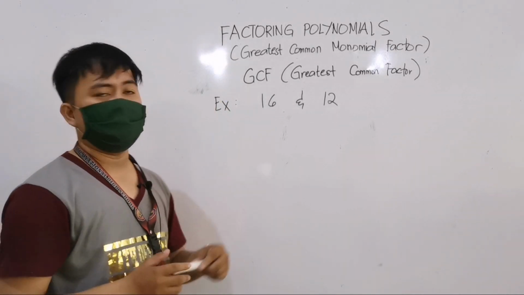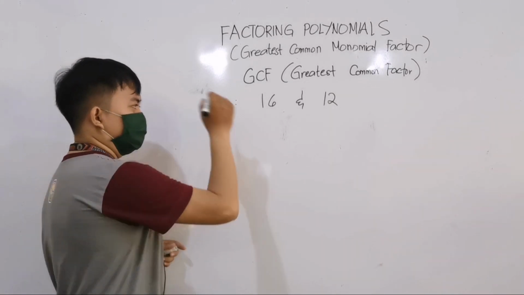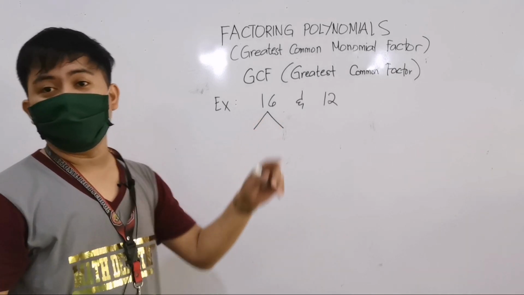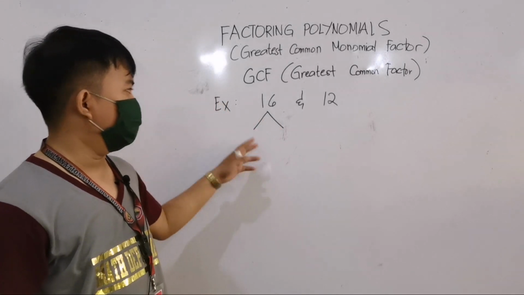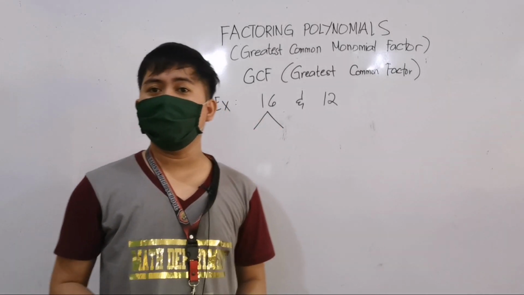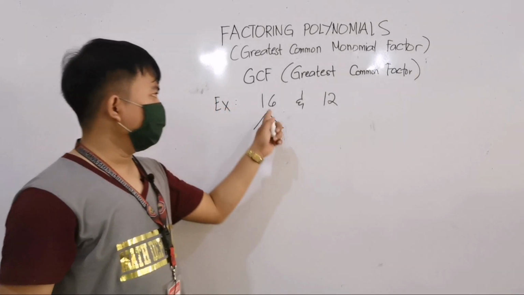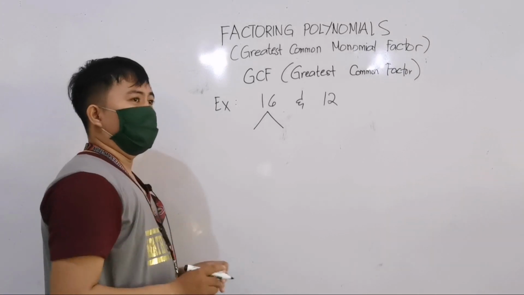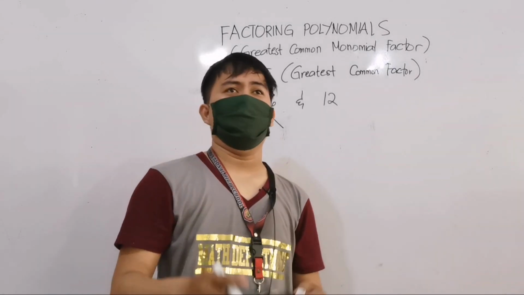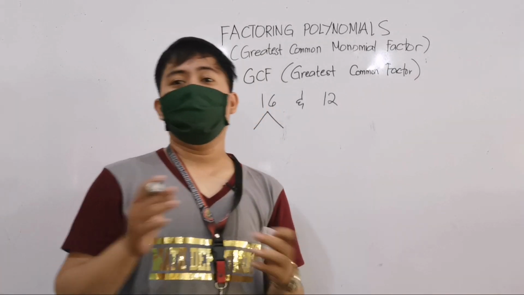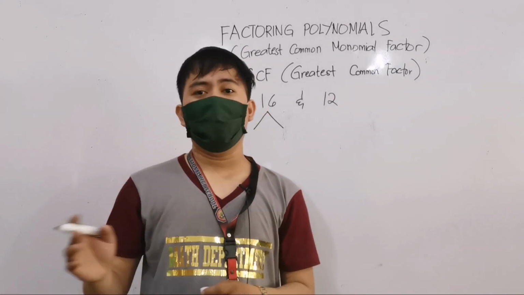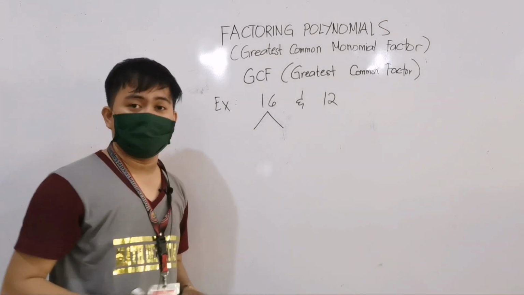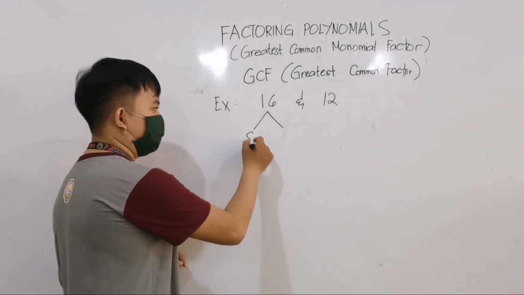Simulan po natin sa 16. Ito yung tinatawag natin na tree factorization because there are branches. And what we are going to put on these branches are the factors of the number. What are the factors of 16? So actually, there are a lot of factors. It can be 8 and 2, 4 and 4, 16 and 1. Kahit saan po, basta wag lang yung 16 and 1, pwede nating ilagay sa baba. Subukan po natin 8 and 2.